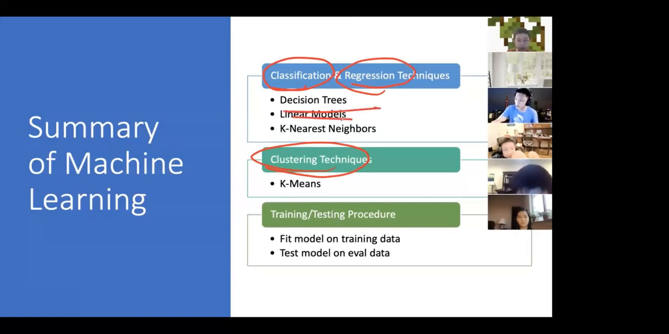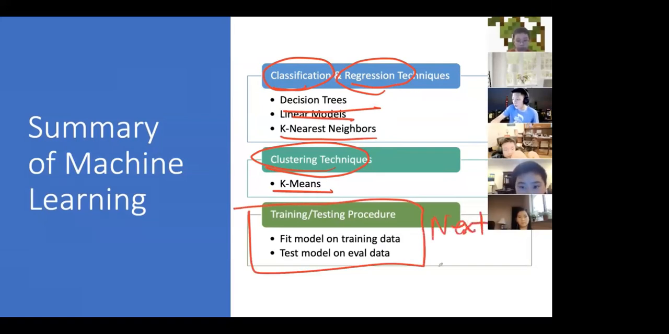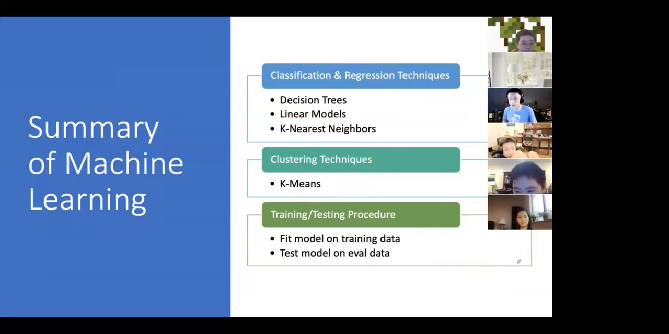And then for each of these, we talked about some cool algorithms to do them. So we have decision trees, we have linear models, we have KNNs, we have k-means. Now, training and testing procedures, I'm going to cover next time because we're running a little bit low on time. But training and testing is super important for a systematic method of building these models and making sure that they work correctly. We'll talk about that next time.